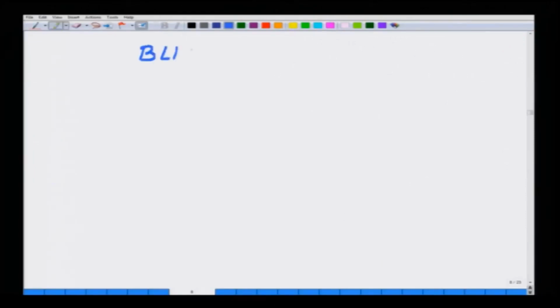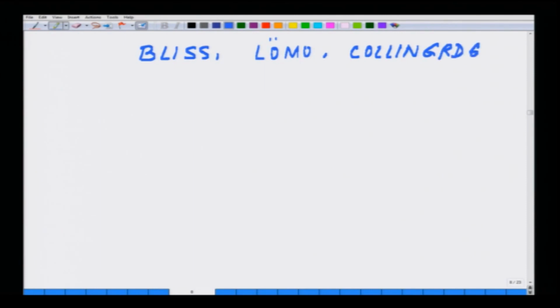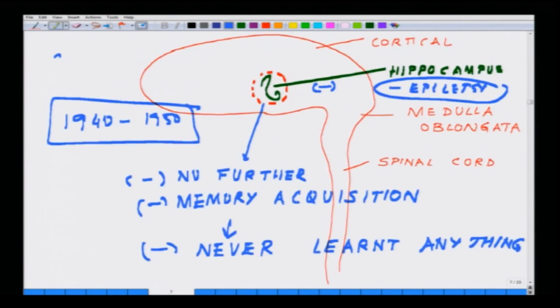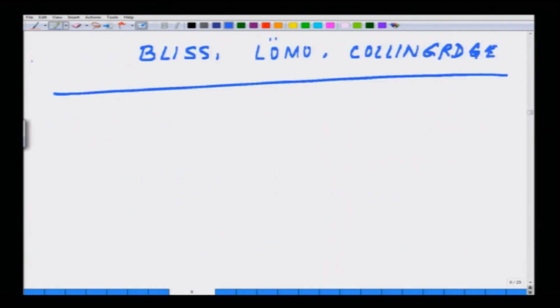Bliss, TVP Bliss, Lomo and Collingridge. And the venue this time was Europe. So, this happened in Canada and now back in England.